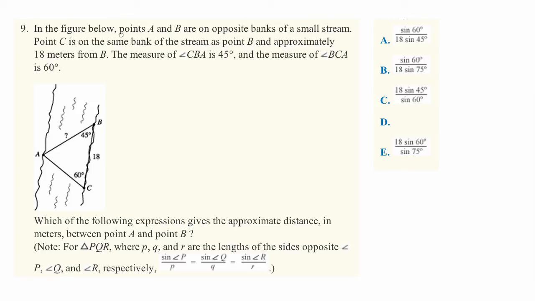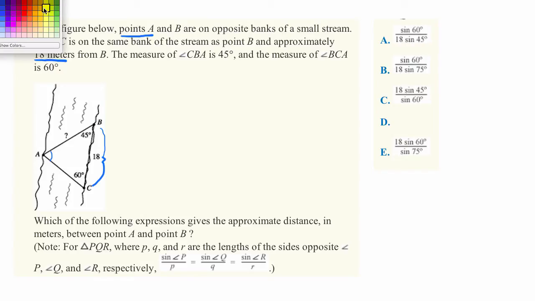In the figure below, points A and B are on opposite banks from a small stream. Point C is on the same bank of the stream as point B and approximately 18 meters from B. So this distance, 18 meters, is this distance right here. And here's point A. The measure of CBA is 45 degrees.